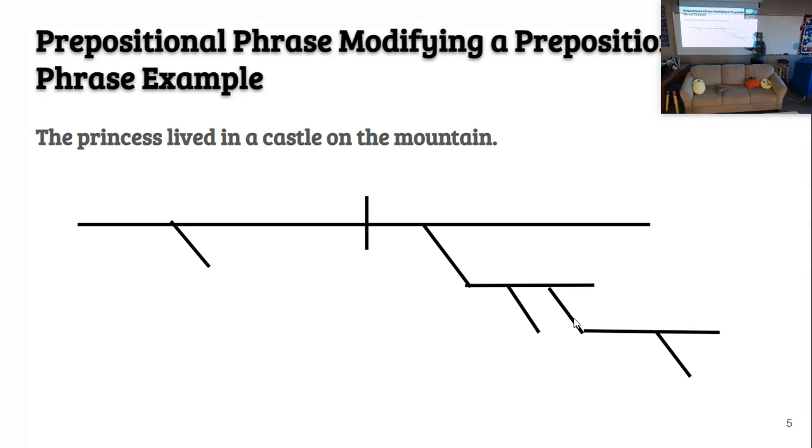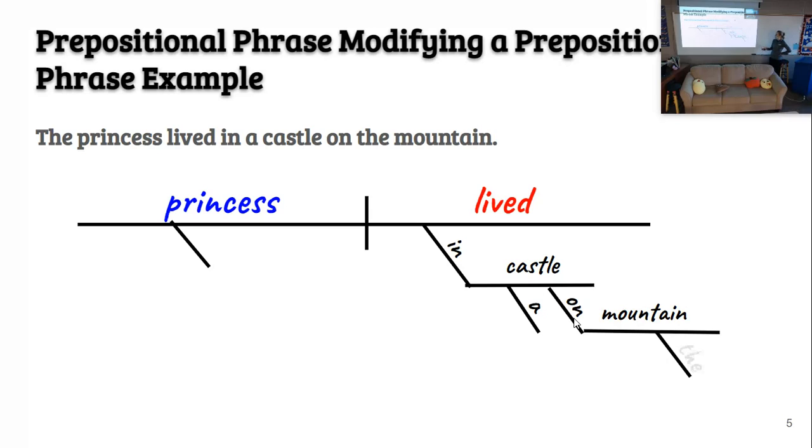All right, now we have everything labeled. Let's plug it into our diagram. Just shout it out. What goes here? Princess. What goes here? Lived. What goes here? In. What goes here? Castle. What goes here? Everyone! And then the. Okay, and then of course we have to put our last the over there.